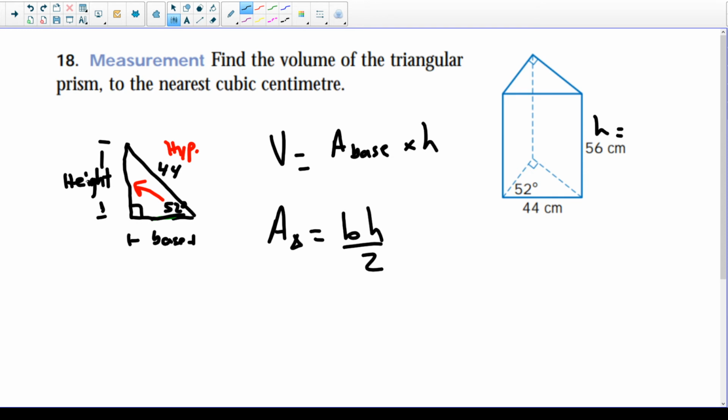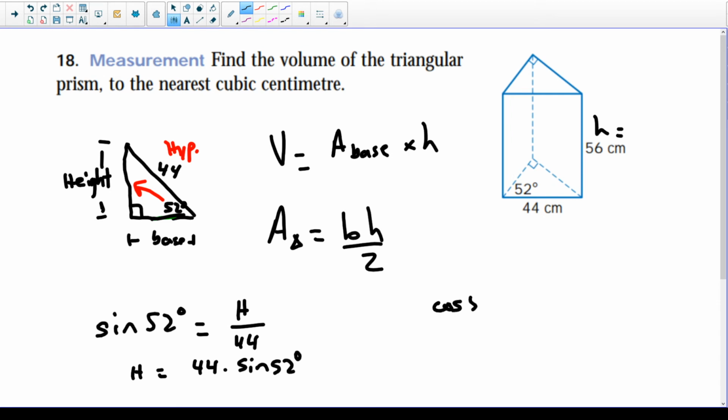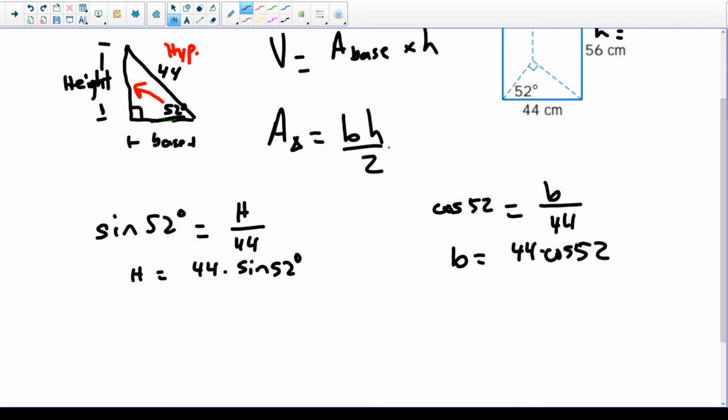So if I do opposite and hypotenuse, that would be sine of 52 is equal to, let's call it h over 44. And then cos 52 is equal to my base length, so I'm just going to call that b over 44. Isolating for b and h gives me those two. Okay. And now I'm going to calculate the area of my triangle.